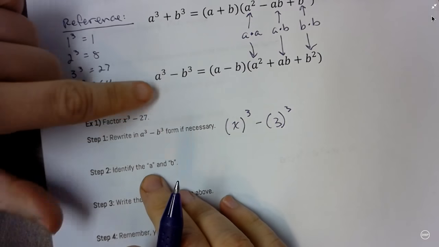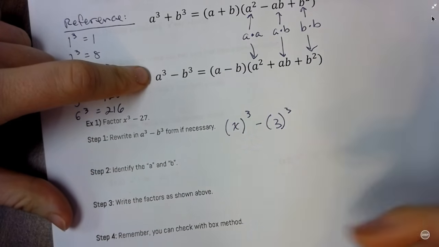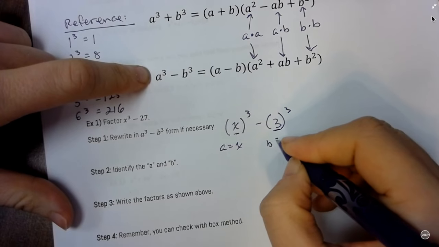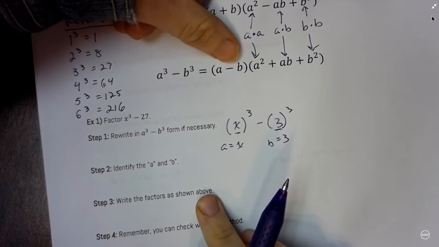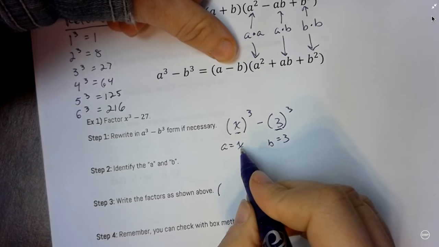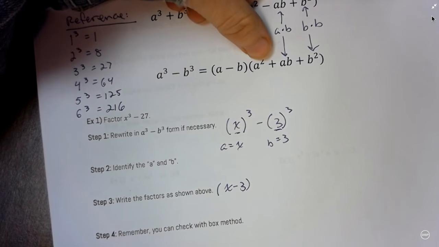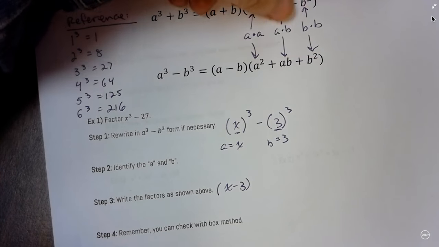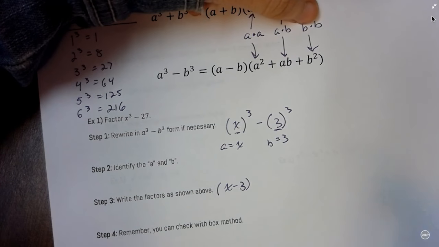Then you want to identify your a and b. So we're on this form because it's a difference of cubes. And your a, in this case, is going to be x, and b is going to be 3. So I got my a and b. Then I want to write the factor as shown. My first factor is going to be a minus b. So in this case, that means x minus 3. Then my second factor is going to be a squared plus a times b plus b squared. So a times a plus a times b plus b times b.